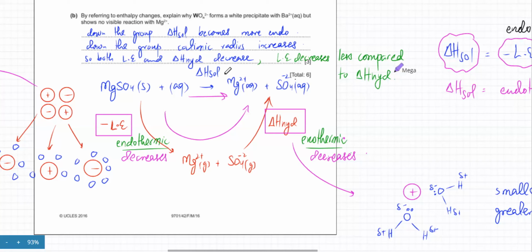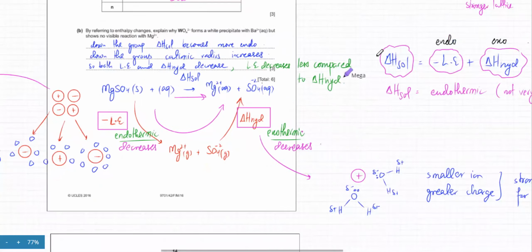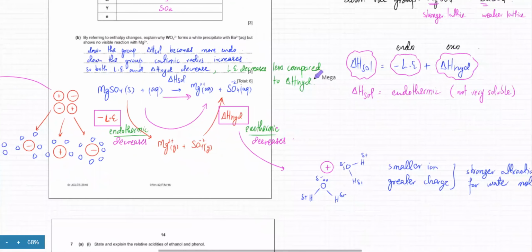And why is it becoming more exothermic? This is decreasing and this is also decreasing. But this over here is decreasing more compared to this one. So the last statement would be the opposite for hydroxides, which is why for hydroxides the solubility actually increases down the group.